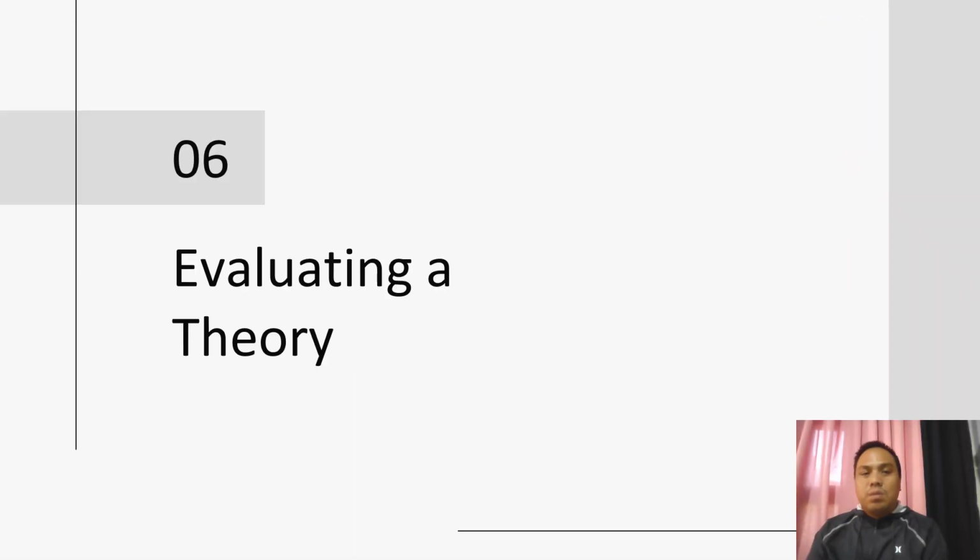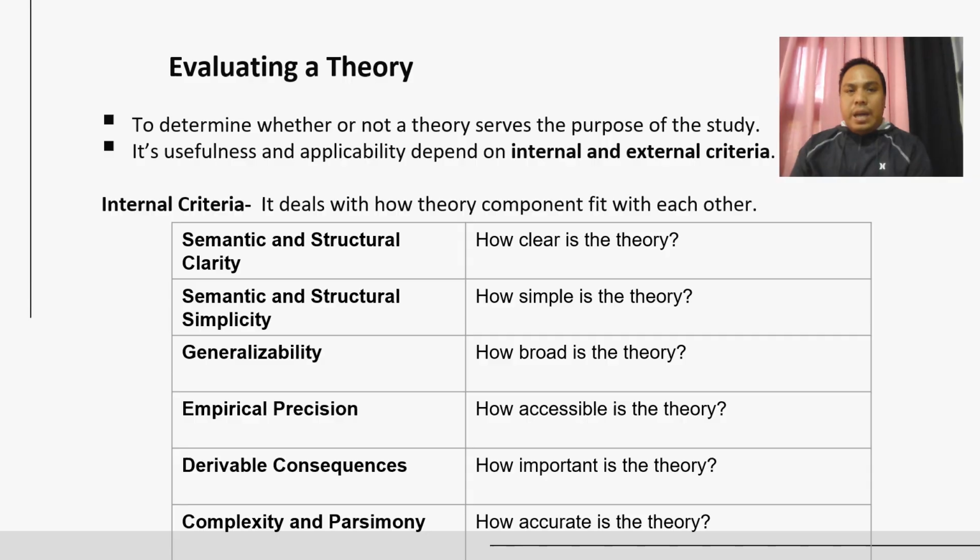Next, we have evaluating a theory. Okay. Evaluating a theory is the process of checking whether a theory is useful, applicable, and appropriate for a study. The goal is to determine if the theory truly serves its purpose and contributes to the research or practice. The evaluation is done using internal and external criteria.